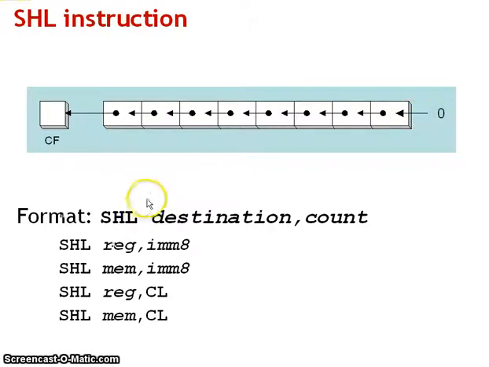The format of shift left instruction is SHL destination, count. Count indicates how many times we want to shift. Suppose I write SHL register, immediate 8. Then the contents of the register are shifted by the value that is there in immediate 8.